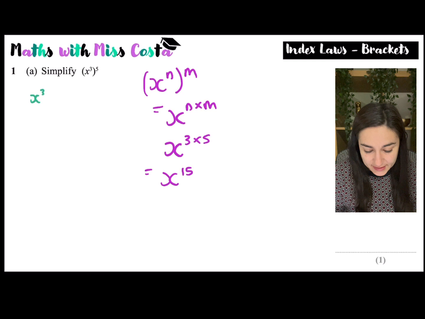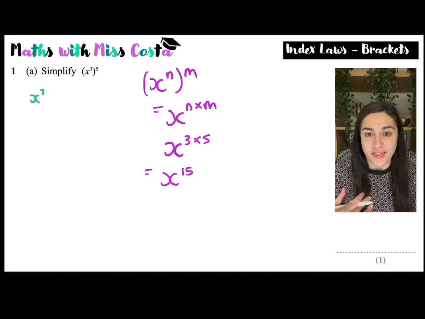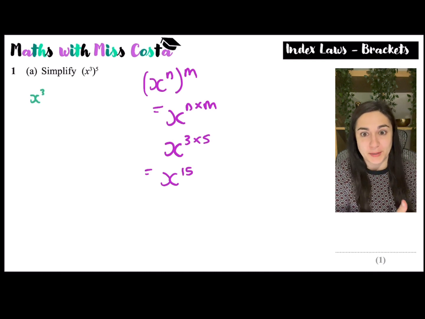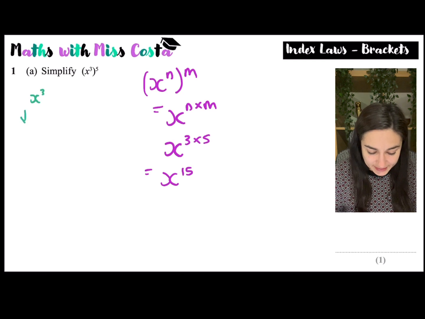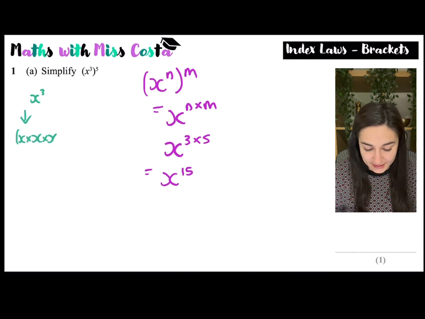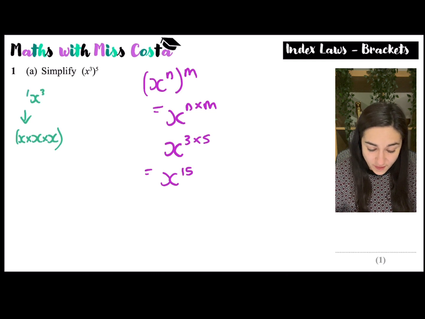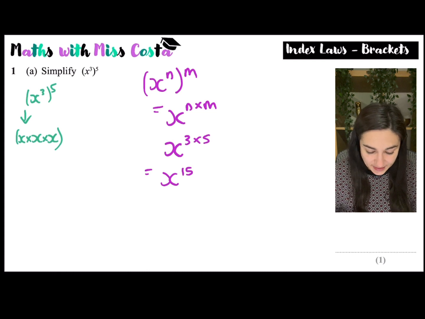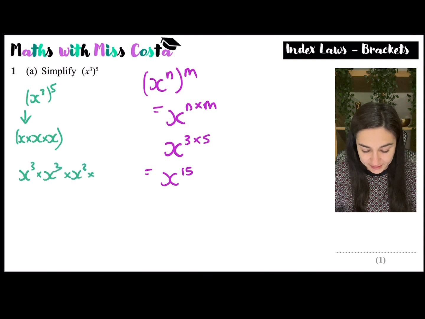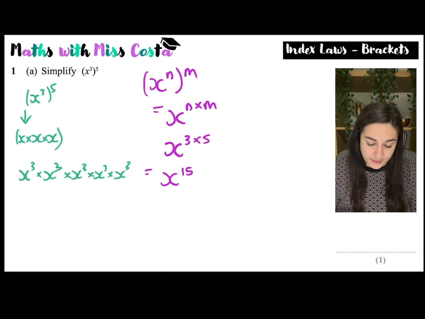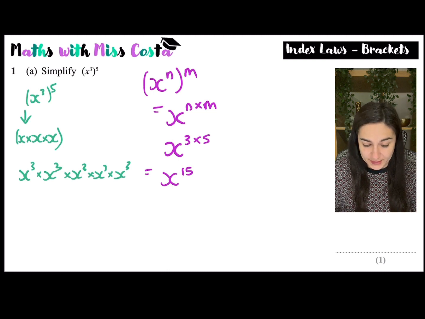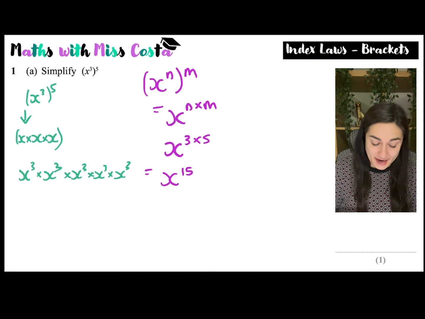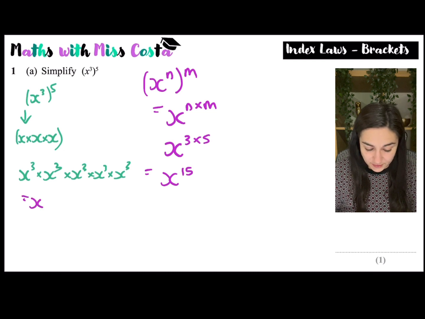So x cubed is being multiplied by itself 5 times. All indices mean is how many times that variable is being multiplied by itself. So x cubed, what does x cubed mean? It means x times x times x, and x cubed to the power of 5 means x cubed 5 lots of times. So if I did this 5 times, I'm just going to summarize it to x cubed. So x cubed times x cubed times x cubed times x cubed. Using the laws of indices, when you multiply indices, you add the powers. So 5 lots of 3 would give you x to the power of 15.